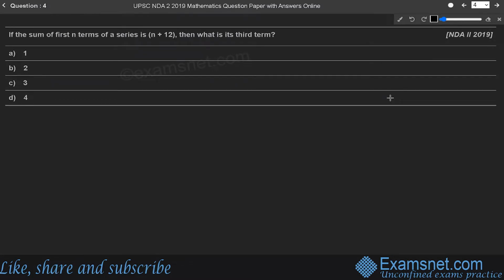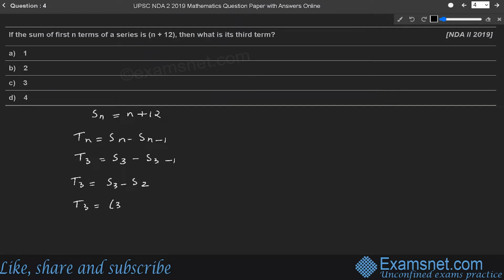Next question is, if the sum of first n terms of a series is n plus 12, then what is the third term? It is given that Sn is equal to n plus 12. Therefore, Tn is equal to Sn minus S(n-1). Therefore, T3 will be equal to S3 minus S2. So T3 will be equal to (3 plus 12) minus (2 plus 12). Therefore, T3 will be equal to 15 minus 14, which is equal to 1. Hence, we can say that the third term is 1. So, the correct option here is option number A.